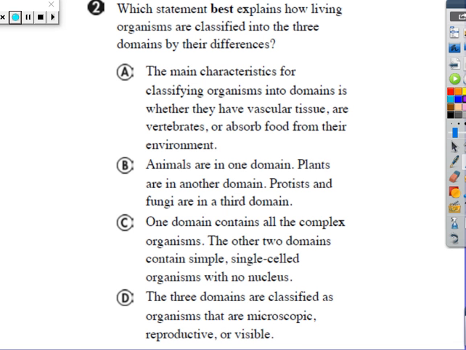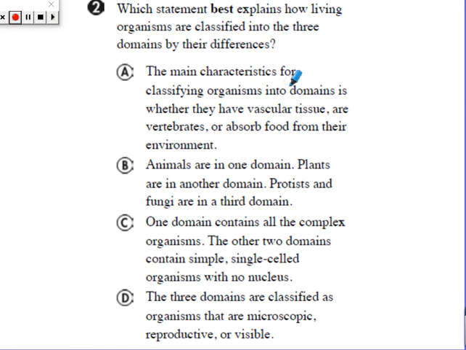Which statement best explains how living organisms are classified into 3 domains by their differences? The main classification for organisms into domain is whether they have vascular tissue or a vertebrate or absorb food from their environment. Animals are in one domain. Plants are in another domain. Protists and fungi are in the third domain.